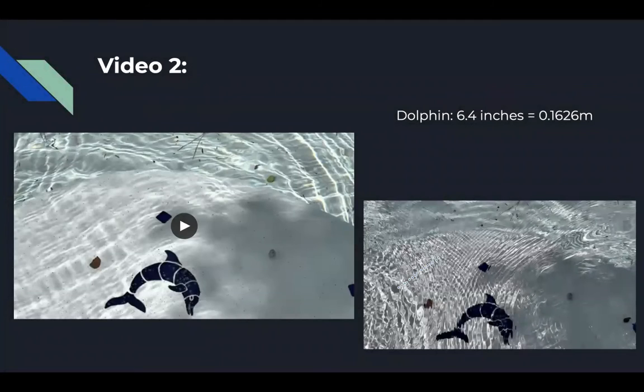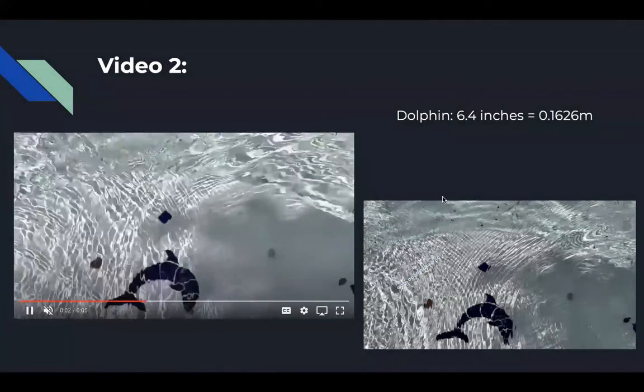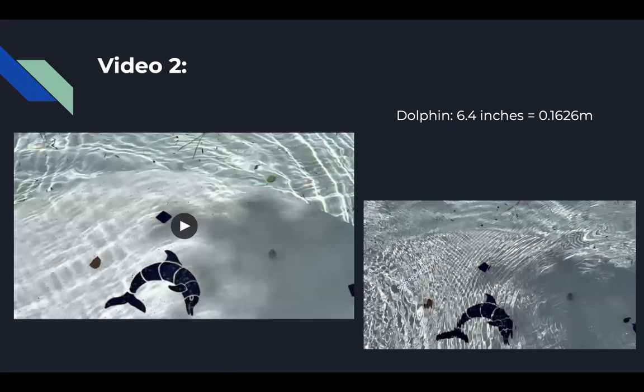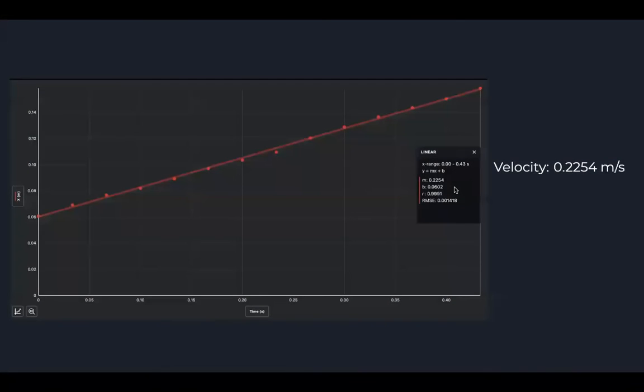For our second video, we used two rocks that were dropped at the same time to show two waves passing through each other. The point of reference stayed the same for this recording, which was 0.1626 meters. The picture on the bottom right once again shows where the points were plotted to obtain the position versus time graph and determine the velocity. This is our resulting graph for video 2, where the velocity of the right wave was 0.2254 meters per second.